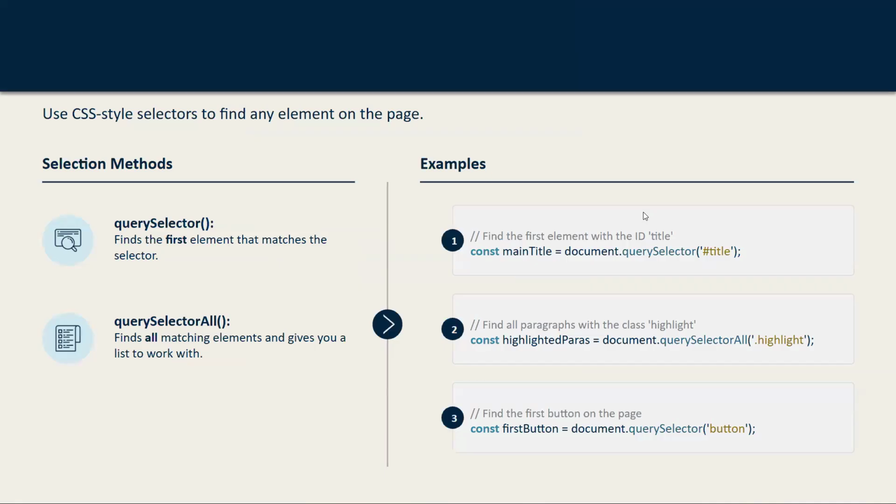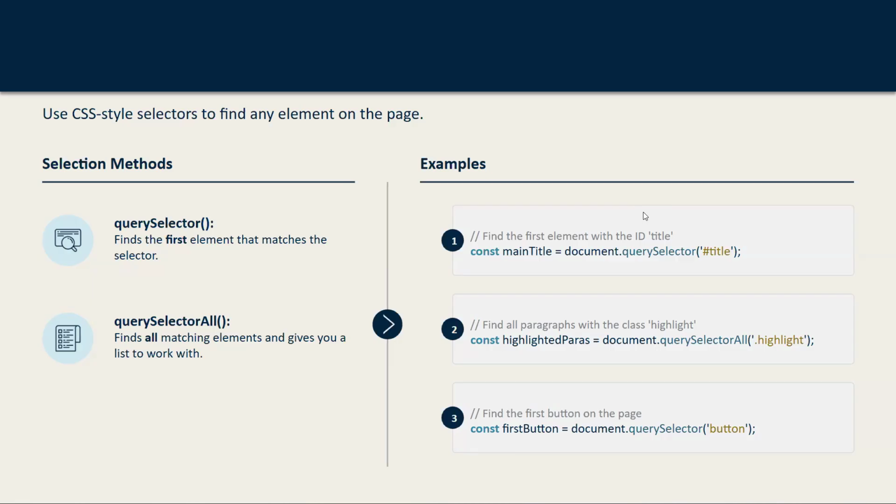Now that we have an idea of what a DOM is, the next question is how do we actually find elements on the page so that we can work with them? That is where selectors come in. In JavaScript, we use CSS style selectors to target elements. The two main methods typically used are querySelector and querySelectorAll. The querySelector finds the first element that matches the selector.